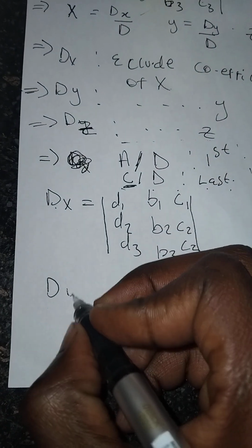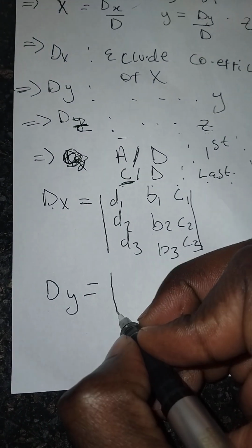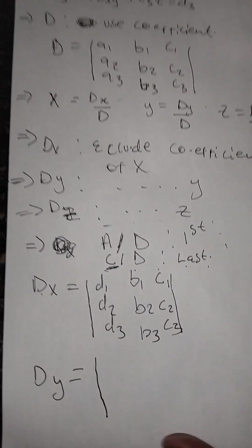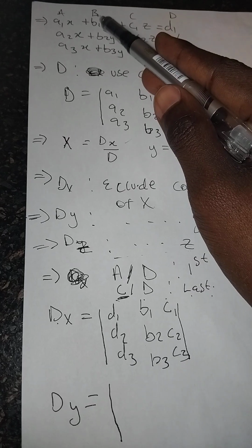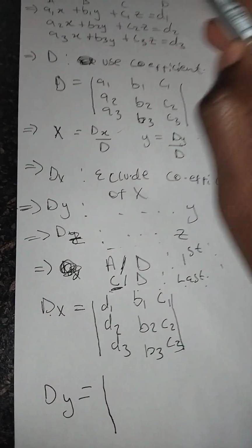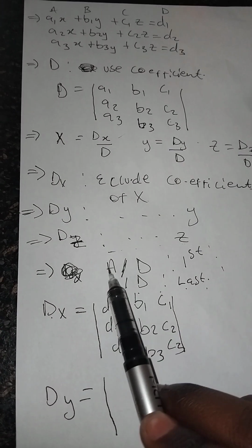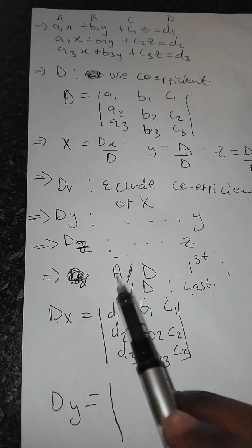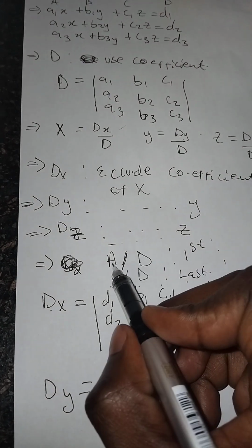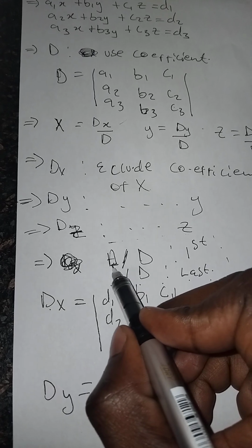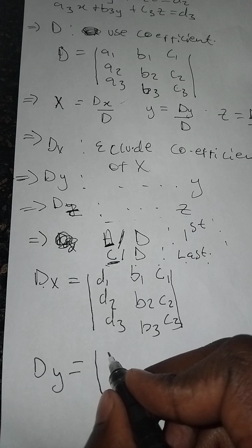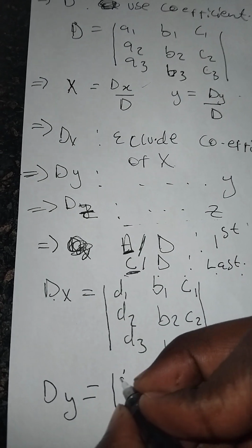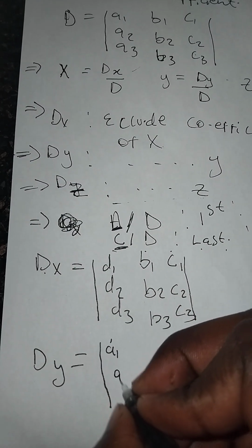Okay, so dy, we are excluding b. Since we're excluding coefficients of y, that is basically b, b1, b2, b3, we don't want that, so we're going to follow this again. It says a or d first, so that means a is the first. So a comes first on this method that I'm using. That means I'm gonna have a1, a2, a3, just like that.